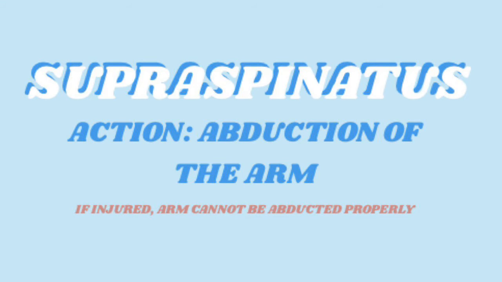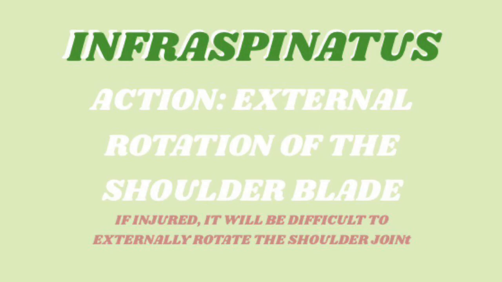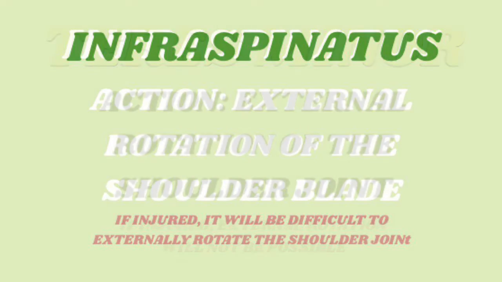The action of the supraspinatus is abduction of the arm. If the supraspinatus is injured, the arm will not be able to abduct. Here's a demonstration of abduction using the supraspinatus muscle. The action of the infraspinatus is external rotation of the shoulder joint. If it's injured, it will be difficult or not possible to rotate externally at the shoulder joint.